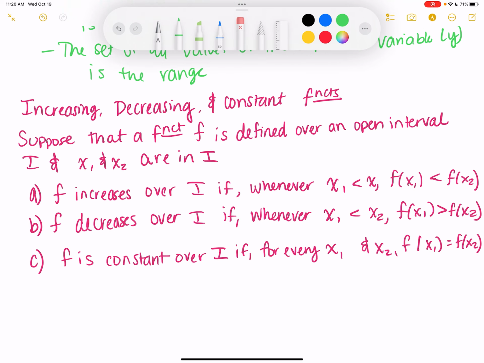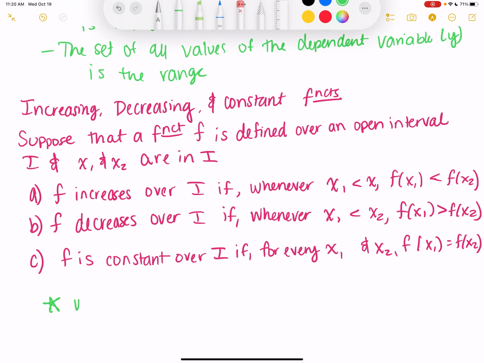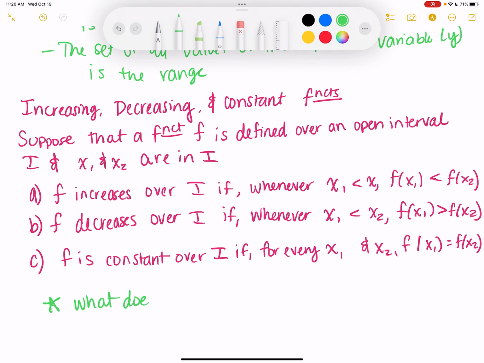To help you think about this, think about what y does as x goes from left to right.